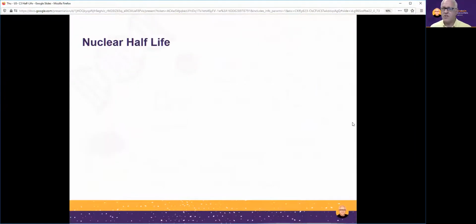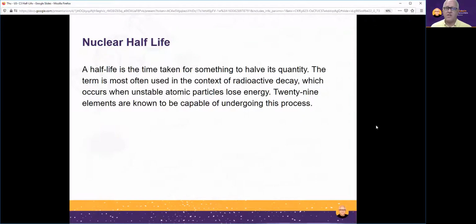Let's talk about nuclear half-life. And you have all this text. I'm going to read it to you so you can hear it, both audio and visual, and then you can read it on your own. A half-life is the time taken for something to halve its quantity. The term is most often used in the context of radioactive decay, which occurs when unstable atomic particles lose energy. 29 elements are known to be capable of undergoing this process.